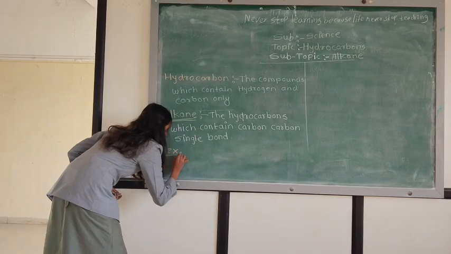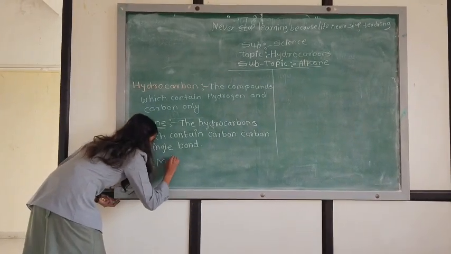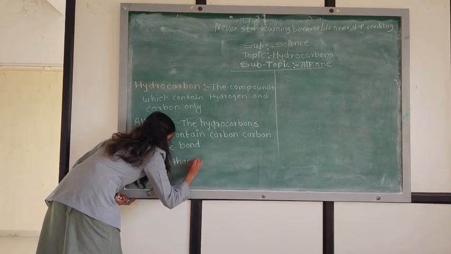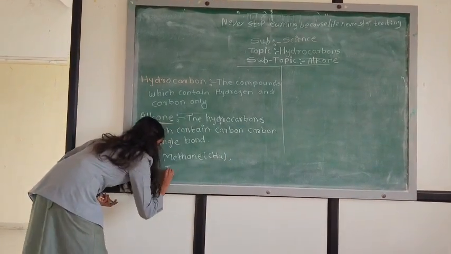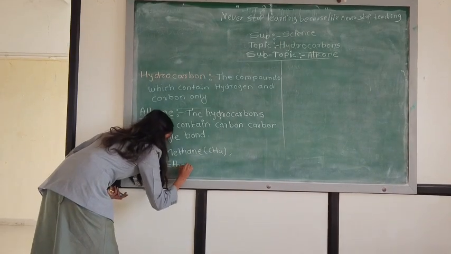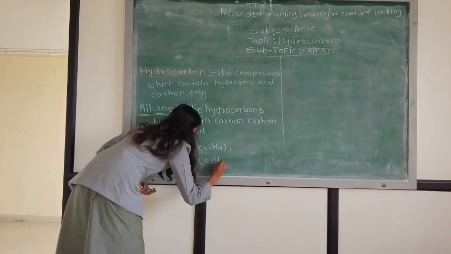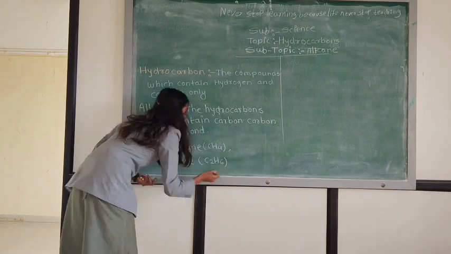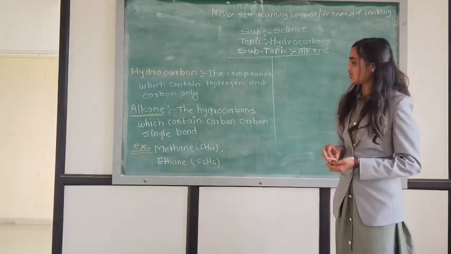Examples of the alkanes are methane, CH4, ethane, C2H6. So, what is the general formula of alkane?